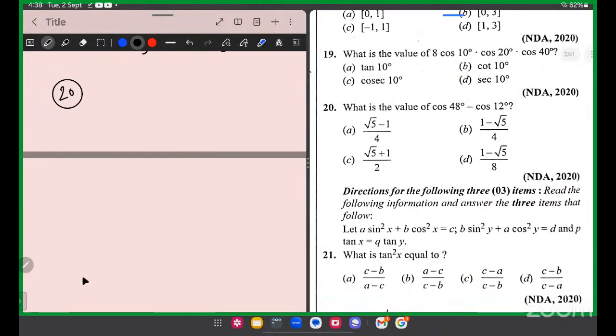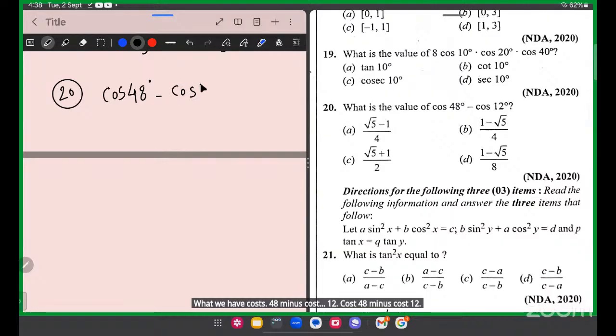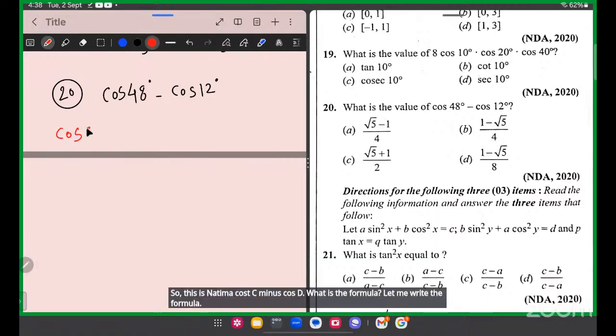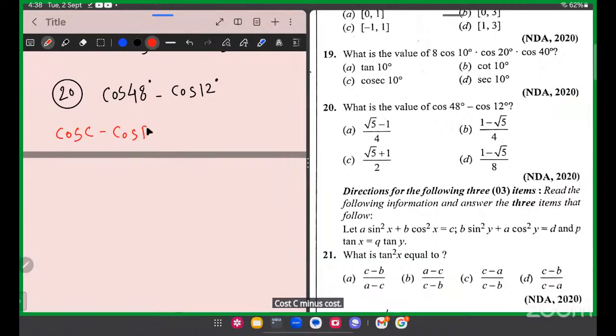What we have? Cos 48 minus cos 12. So this is nothing but cos C minus cos D. What is the formula? Let me write the formula. Cos C minus cos D is minus 2 sine (C plus D) by 2 into sine (C minus D) by 2.